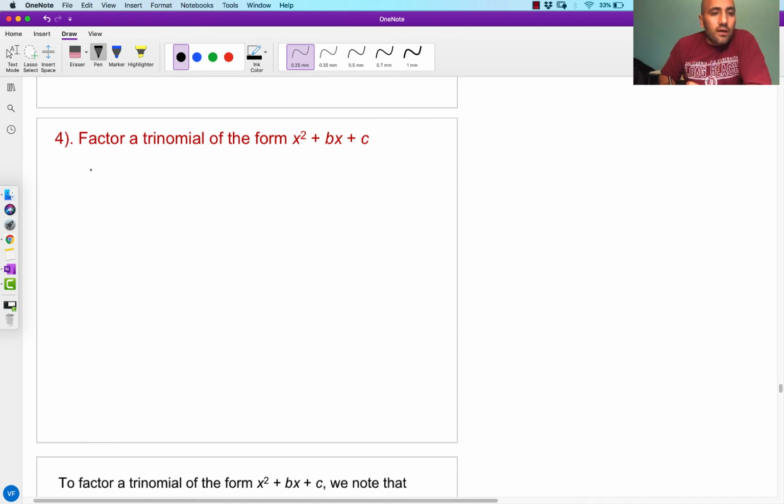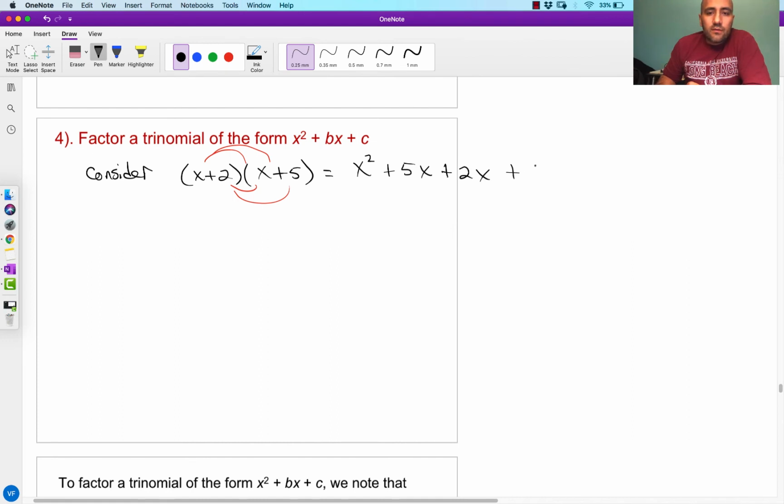Now, in order to do this, consider what happens when we do a typical binomial product like x plus 2 times x plus 5. We FOIL it, and we end up with x squared, this times this is x, and then we end up with 5x plus 2x plus 2 times 5. I'll leave it as 2 times 5 for now. The middle terms will combine like terms, so we'll end up with x squared plus 7x plus, in this case, 10.